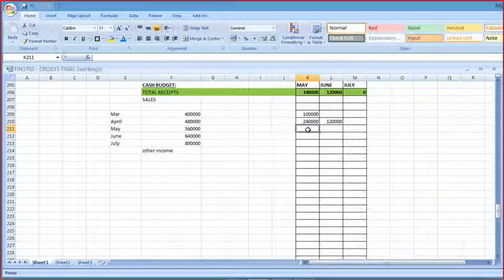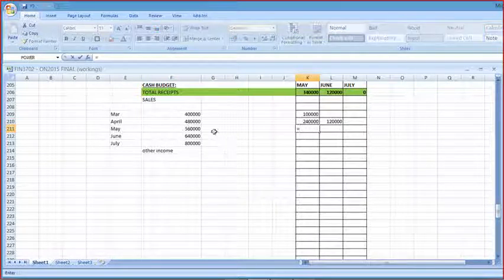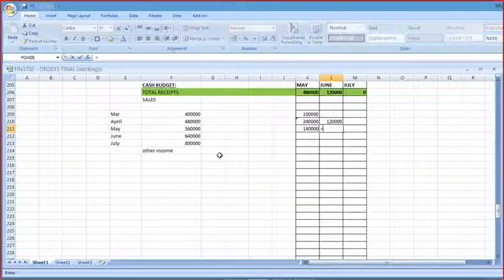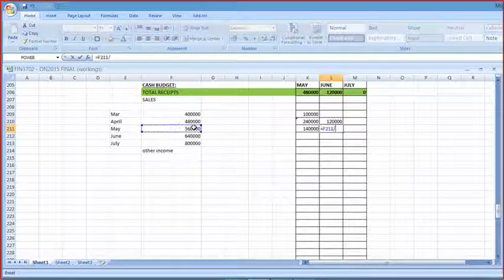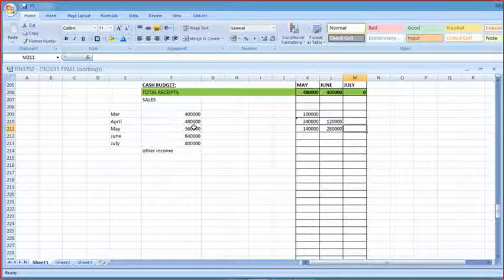Sales in May. How much is collected in May? May 25%. June? 50%. Good. And July? The 25%. Exactly. Right, and that's how you do a cash budget in terms of forecasting. It's very straightforward, it's very simple, you just need to interpret correctly.